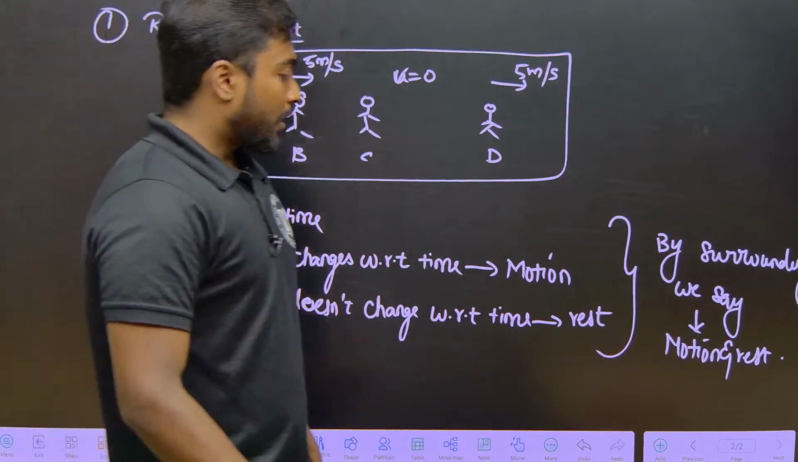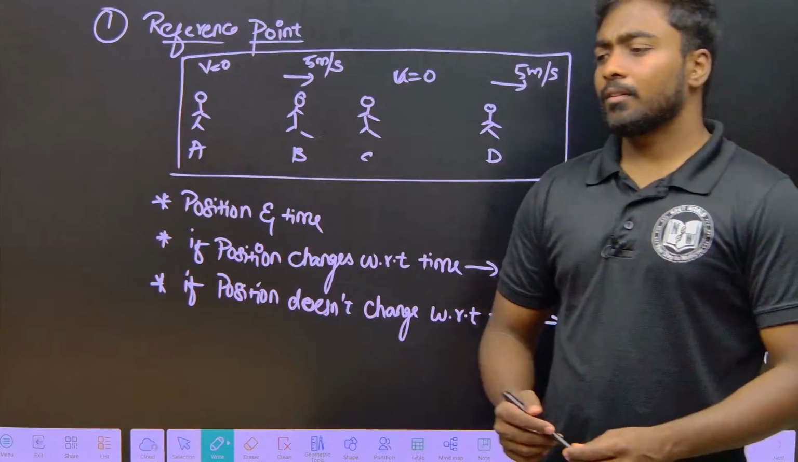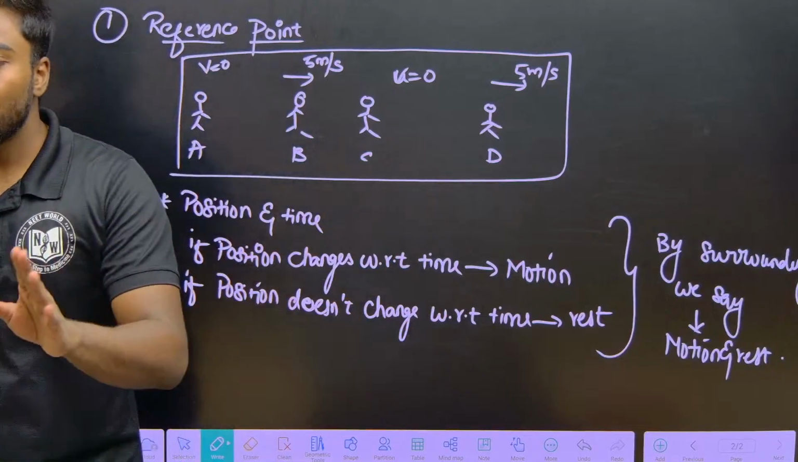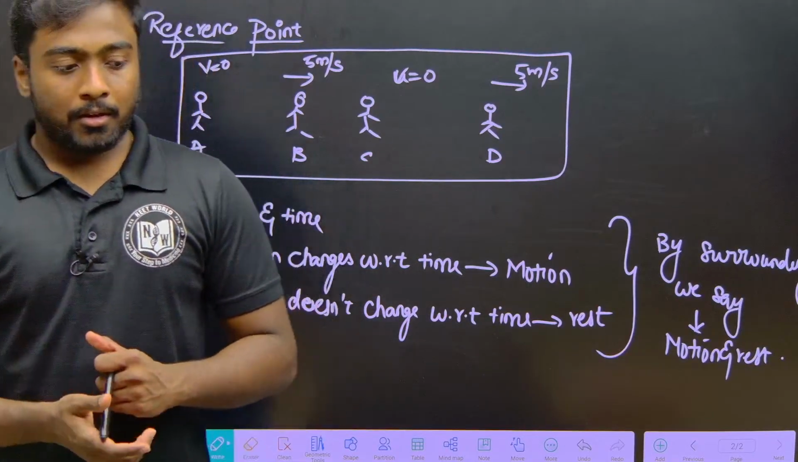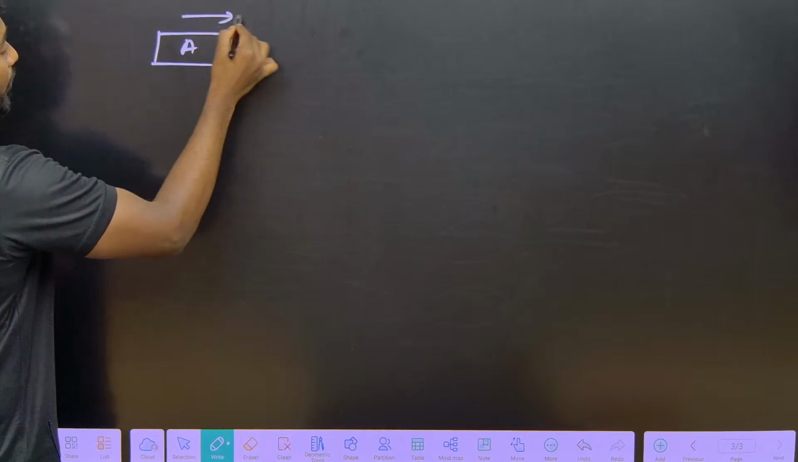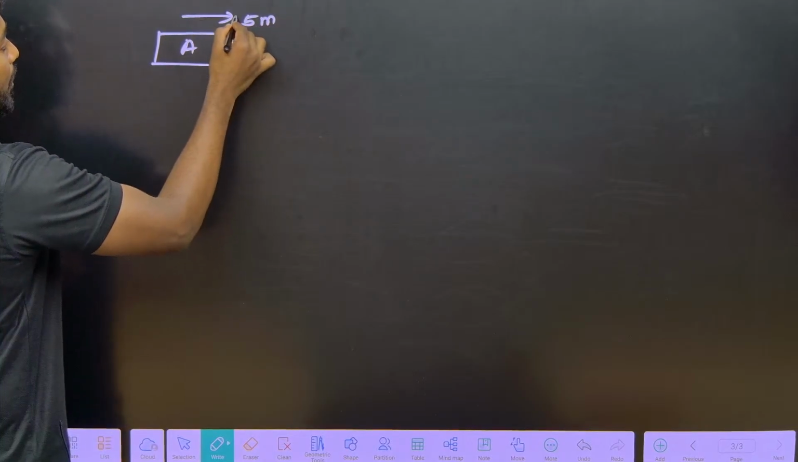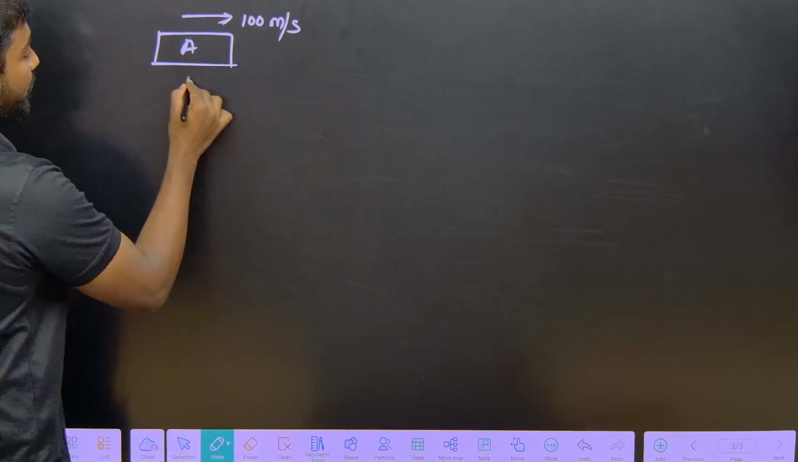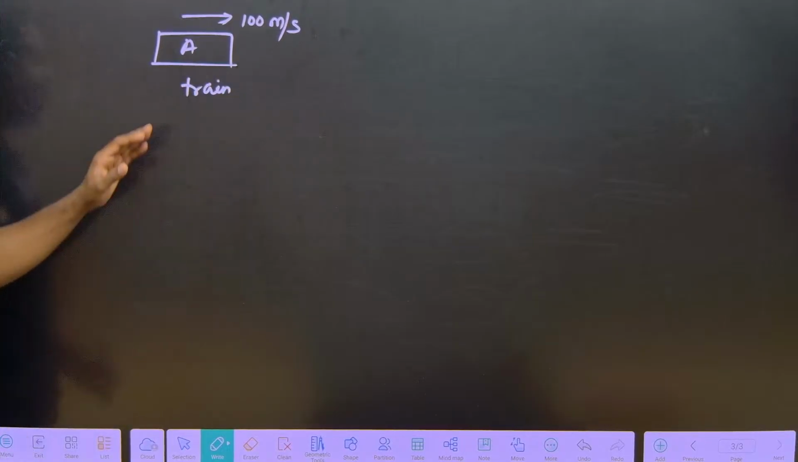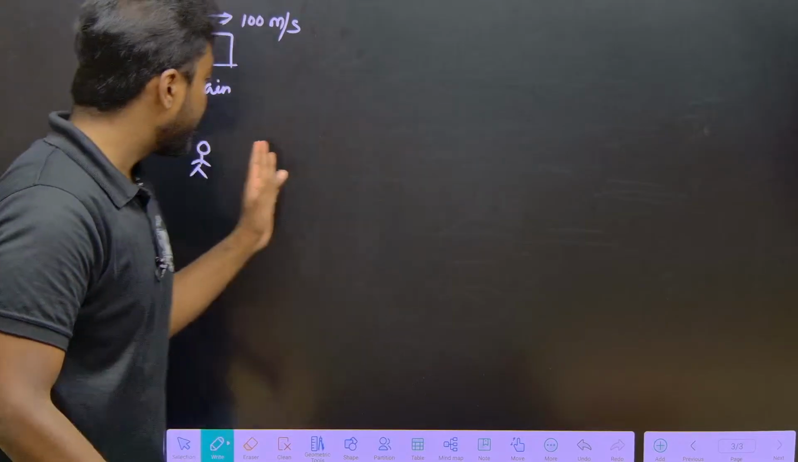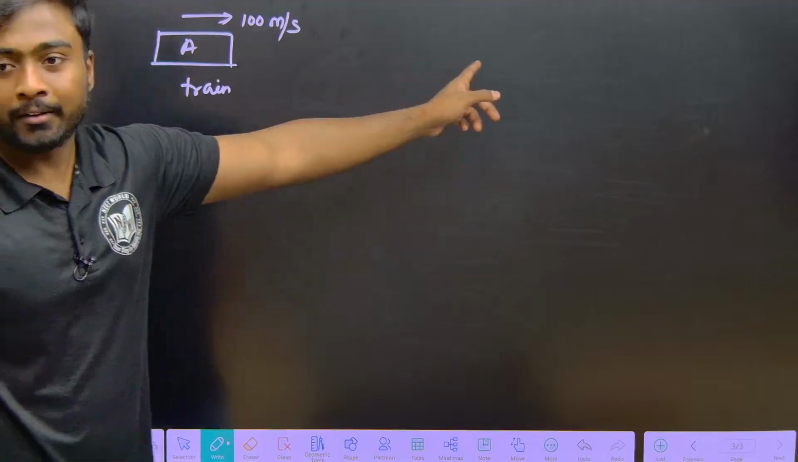I will give one more example here. A person is standing and one more person is sitting in a train. The train is moving with some velocity. Let me take a diagram. This is person A moving with velocity 100 meter per second. This is the train. Person A is sitting there. Person B is standing outside and watching. So according to person B, person A is moving with 100 meter per second.